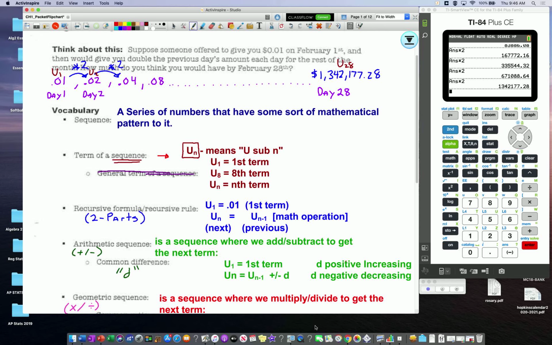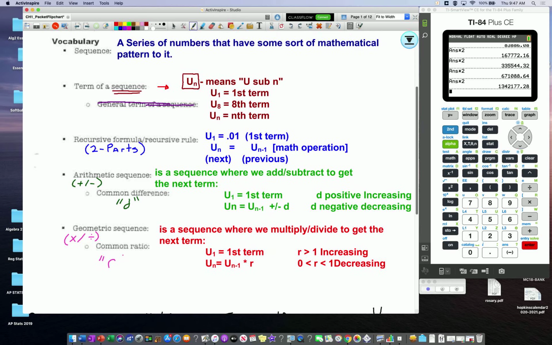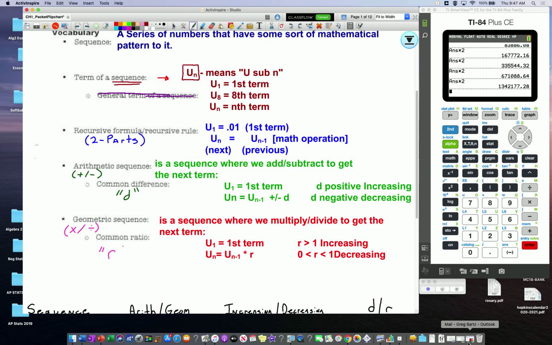Now, how we go about writing this mathematical pattern in an equation is we talk about what we call a recursive formula. A recursive formula, or recursive rule, has two parts to it. The first part is this right here. I'm just going to put a 1 here. We always define the first term as U sub 1. Later on, sometimes we'll define it as U sub 0.